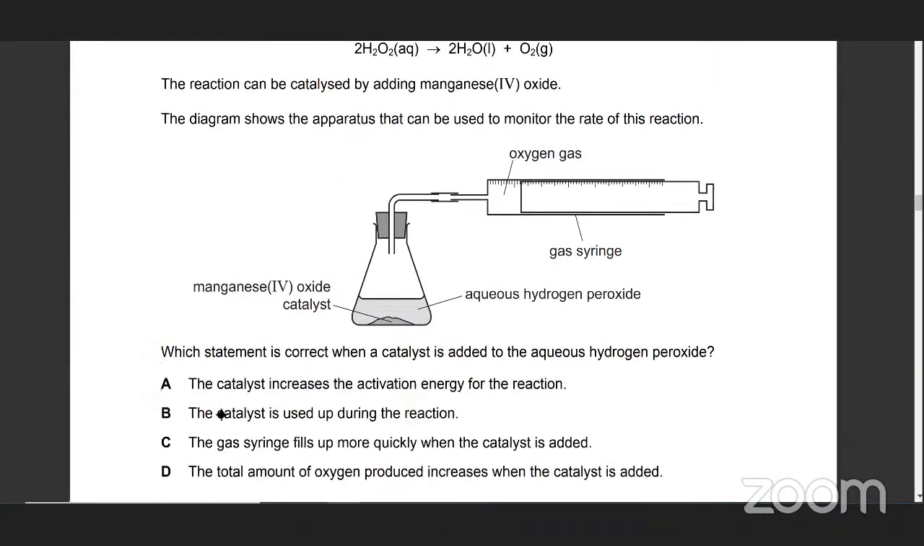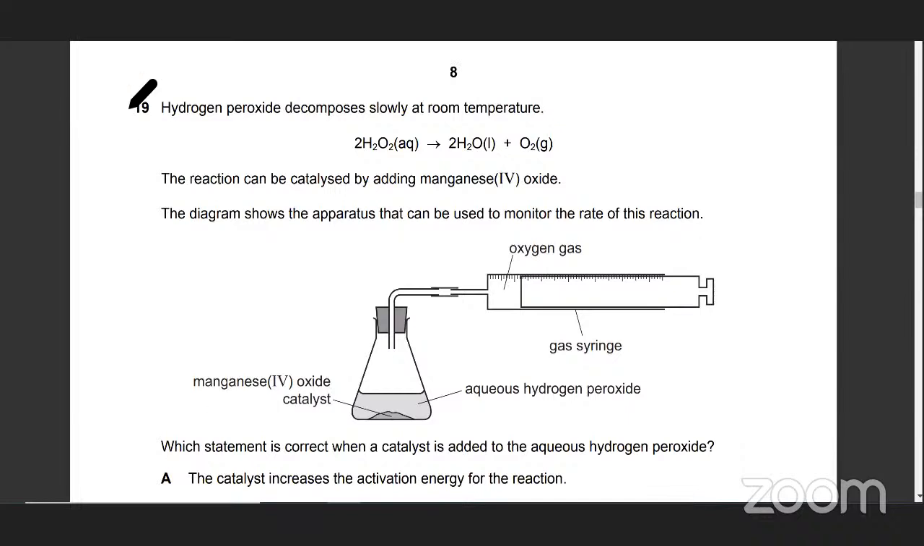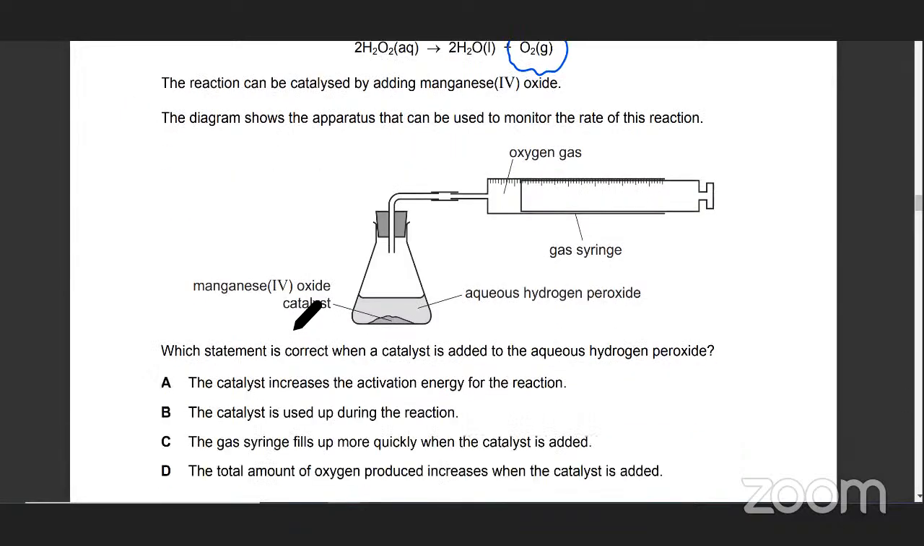अच्छा, अगला वाला कि there's this hydrogen peroxide decomposes slowly at room temperature, and the reaction is catalyzed. There's a catalyst added, and the diagram shows the apparatus that can be used to monitor the rate of the reaction. So probably oxygen gas बन रही है तो वो उसको collect कर रहा है, ठीक है? There's a catalyst added. Remember, catalyst added. Which statement is correct when a catalyst is added to aqueous H2O2?